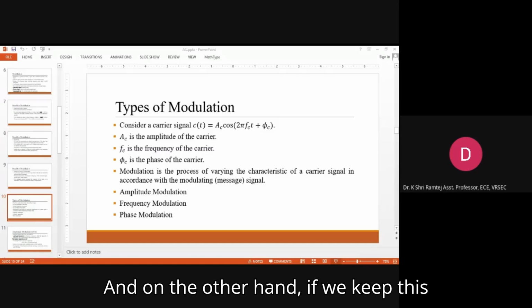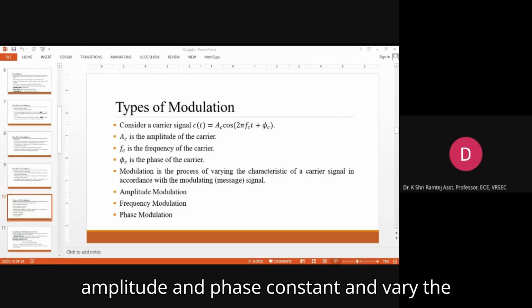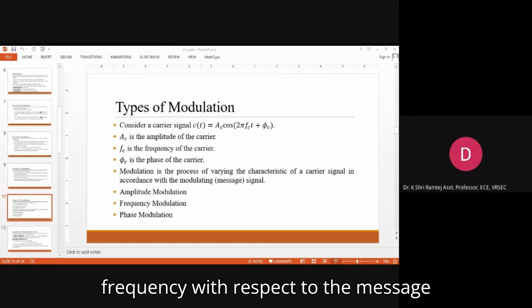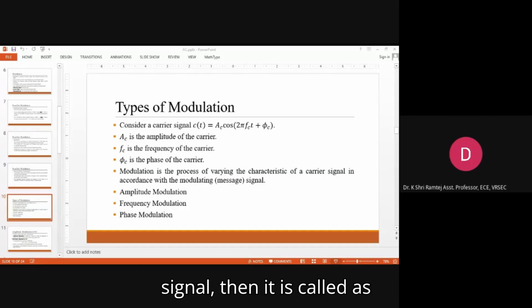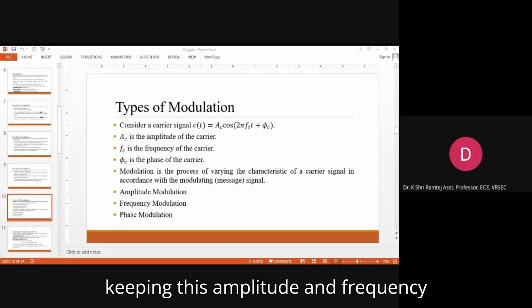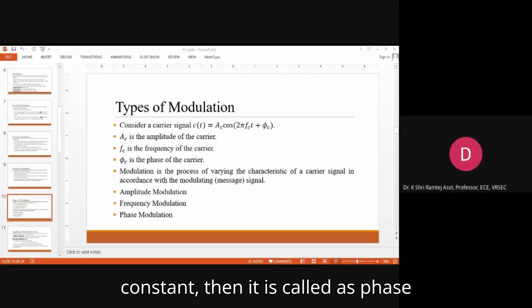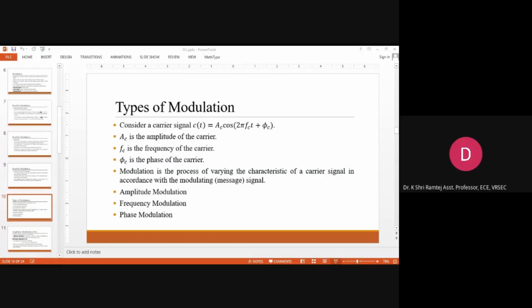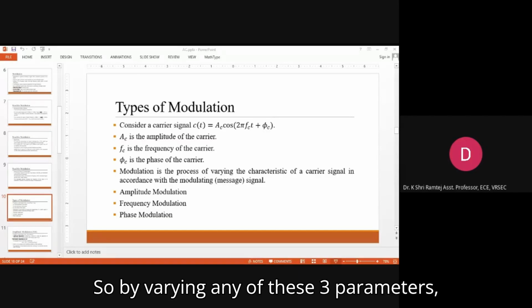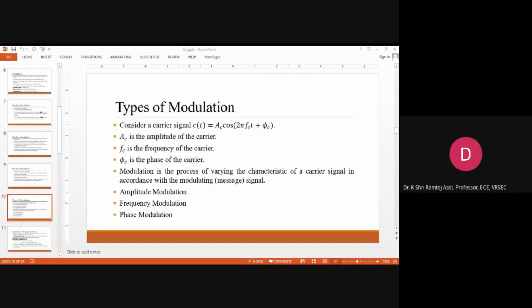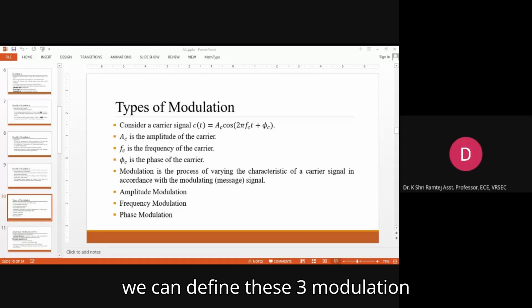And on the other hand, if we keep the amplitude and phase constant and vary the frequency with respect to the message signal, then it is called frequency modulation. And if we vary the phase by keeping the amplitude and frequency constant, then it is called phase modulation. So by varying any of these three parameters, we can define these three modulation techniques.